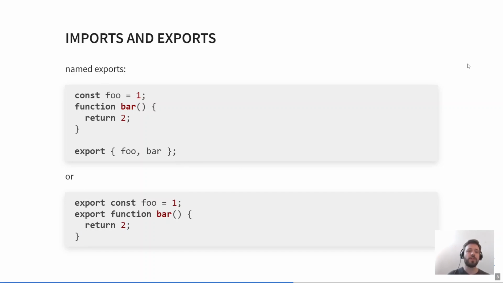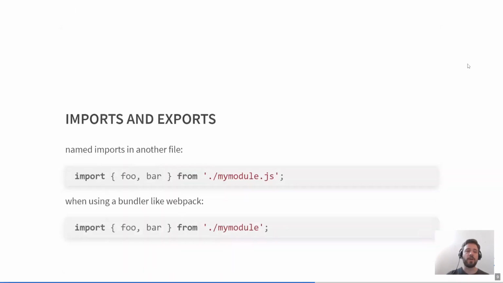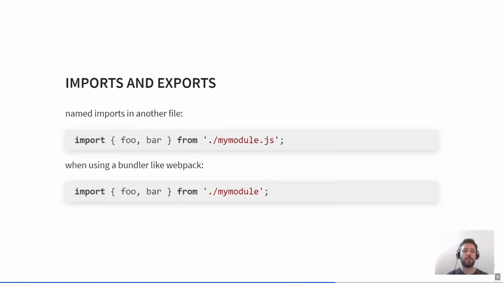If we have exported something in one file, we can import it in the other file, and this is how we could do that. We would have to give the path of the other file. Note that in many bundlers, like for example Webpack, we can leave out the file name extension, JS in this case.